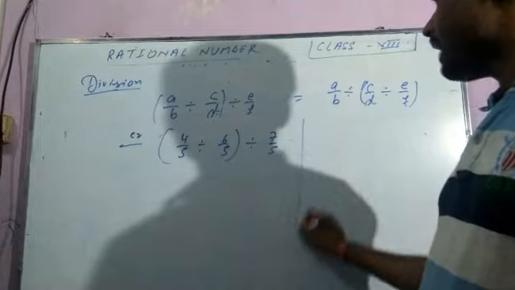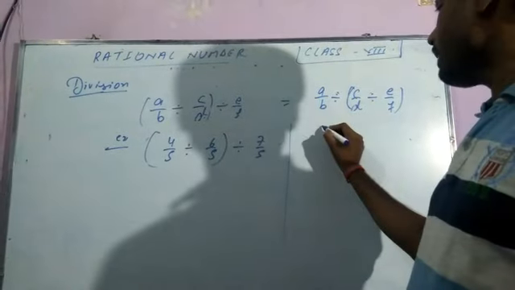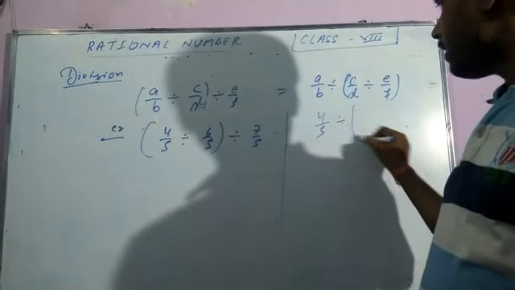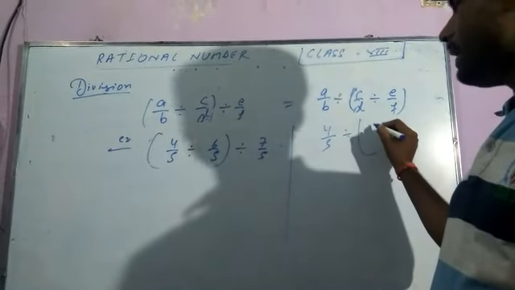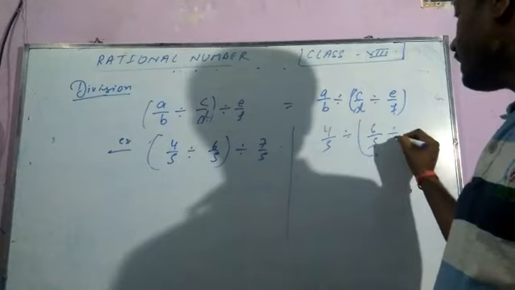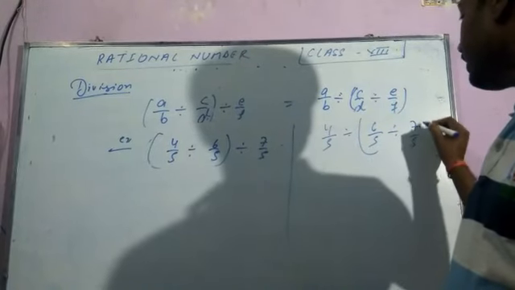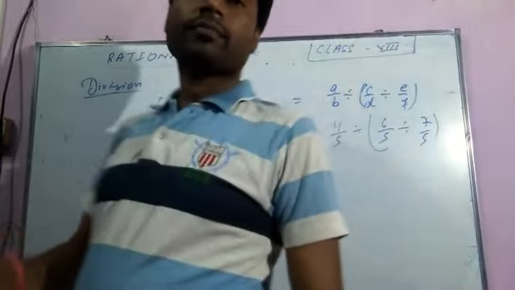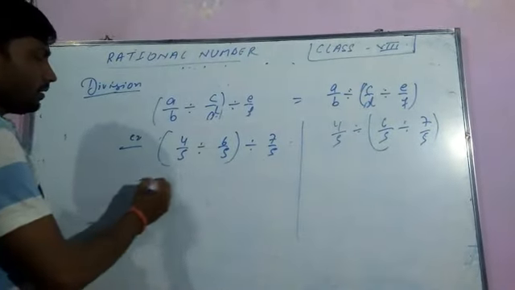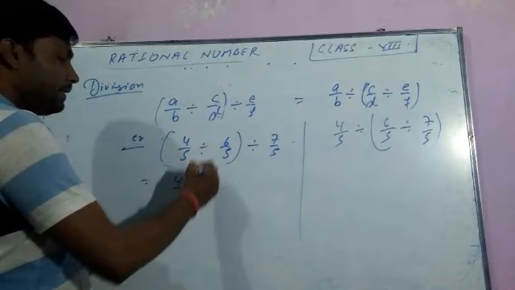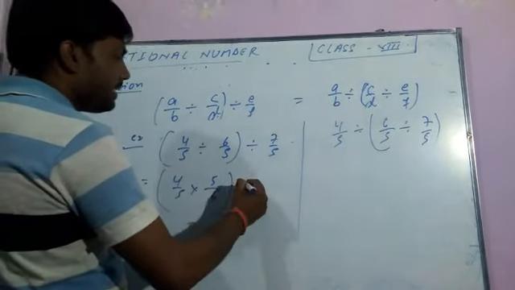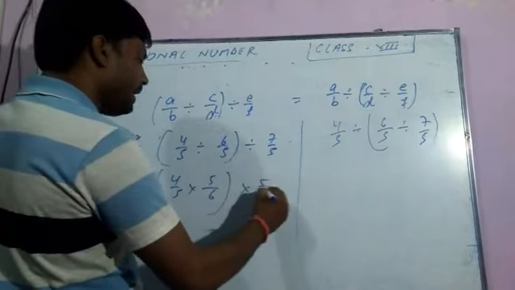Now we will write here also on the place of A by B, what we have to write, students? 4 by 5. And on the place of C by D we have to write 6 by 5 divide 7 by 5. Now we solve 1 by 1. 4 by 5. If we change it to multiply, that will be 5 by 6. It will change to multiply, that will be 5 by 7.